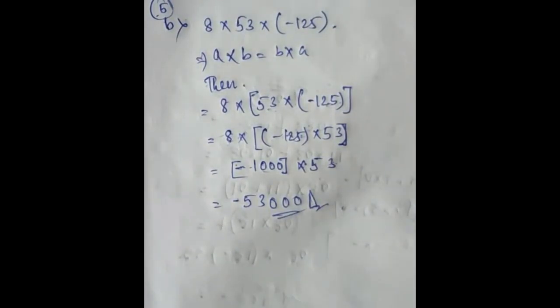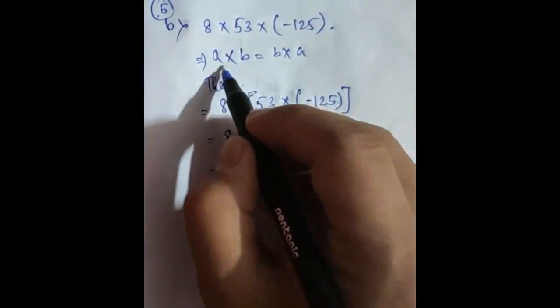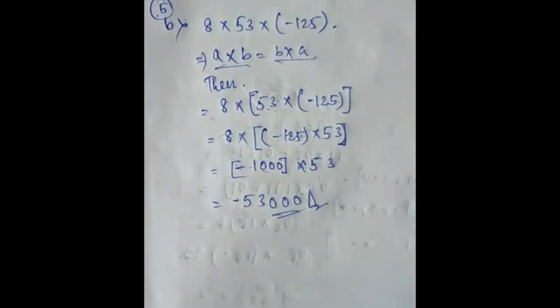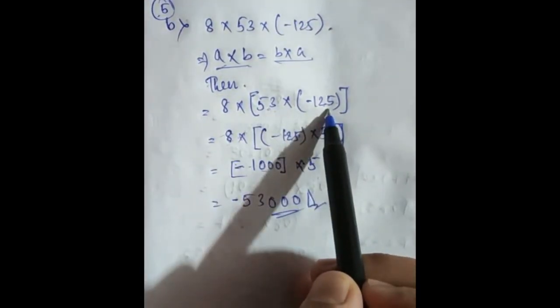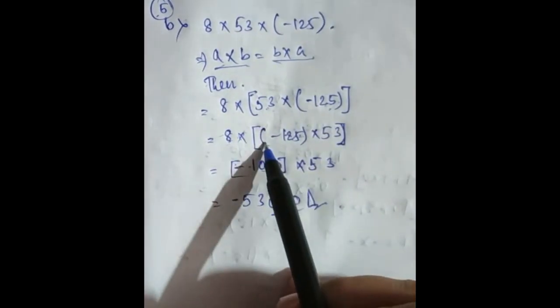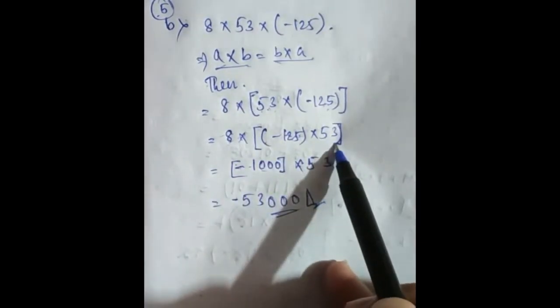Here I have not used the distributive property. Here I have used the commutative property. I have changed the order, right? Just see, it was 53 into 125. What I did, 125 I have kept here, 53 I have replaced here, right?